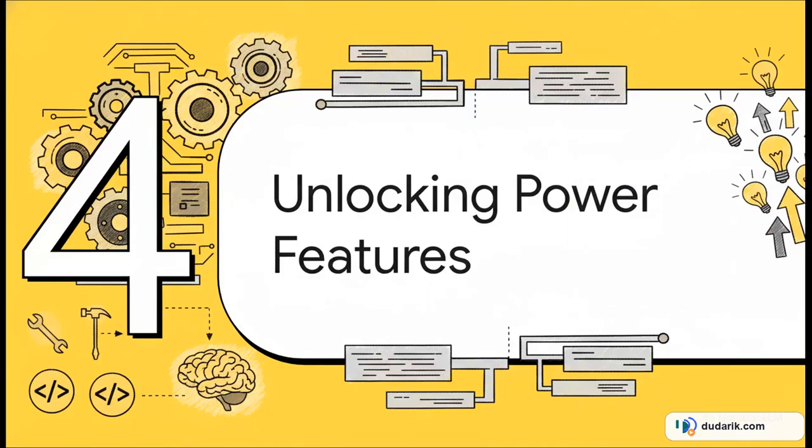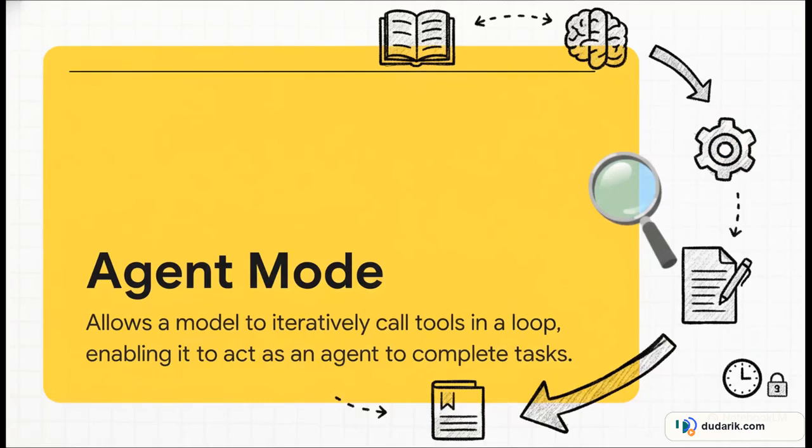Now that we've got the basics down, let's get into the stuff that makes this tool a real powerhouse for developers. First up is what's called agent mode. This is huge. This is what turns your model from just a simple tool user into a legit autonomous agent. Instead of just doing one thing, it can now chain actions together. So it can read a file, analyze what's inside, and then maybe write a new file based on that analysis, all in one continuous flow. And don't worry about it getting stuck in a crazy loop. There's a default limit of 3 steps, which of course you can change.